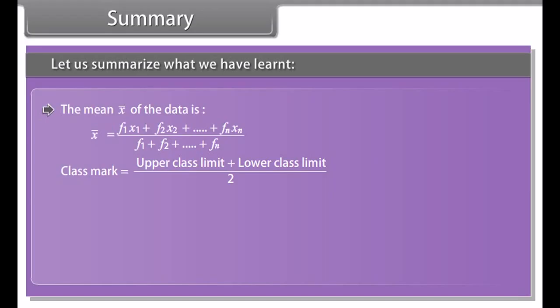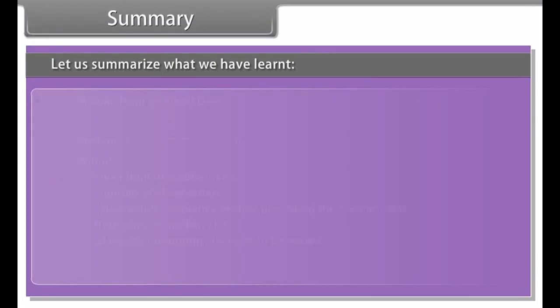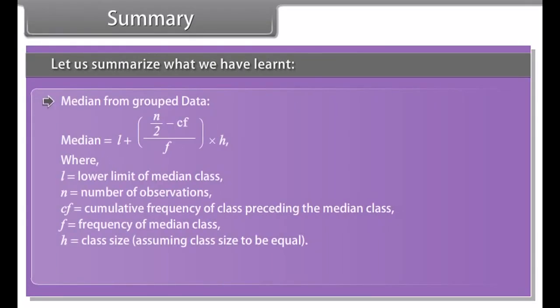Summary. Let us summarize what we have learned. The mean x bar of the data is x bar equals f1 x1 plus f2 x2 plus and so on plus fn xn by f1 plus f2 plus and so on till plus fn. Class mark equals upper class limit plus lower class limit upon 2. The formula of mean for assumed mean method is assumed mean plus summation of the product of fi and di divided by summation of fi, where di is equal to xi minus a.